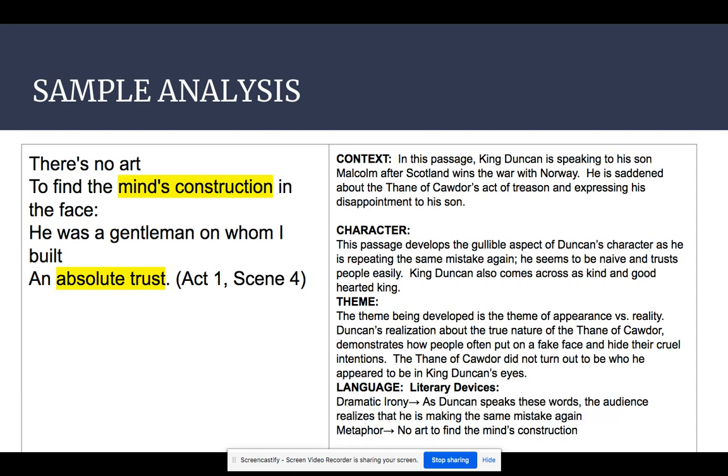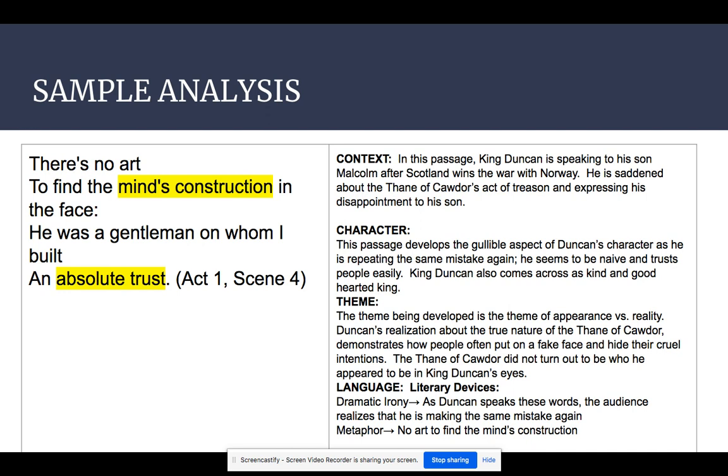And then I focused on themes. So, based on this passage, the theme that's being developed is the theme of appearance versus reality. Duncan's realization about the true nature of the Thane of Cawdor demonstrates how people often put on a fake face and hide their cruel intentions, that people are not generally what they appear to be. So, in this story, the Thane of Cawdor did not turn out to be who he appeared to be in King Duncan's eyes. So, that's how it develops the theme of appearance versus reality.